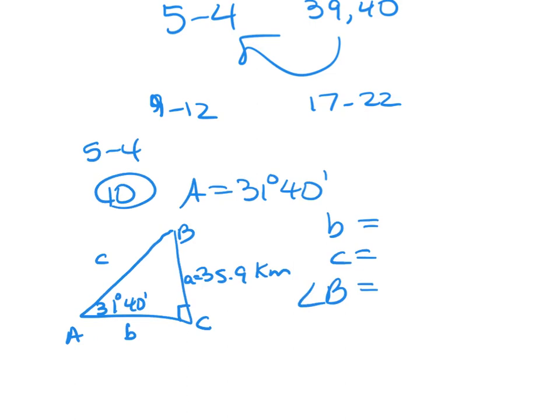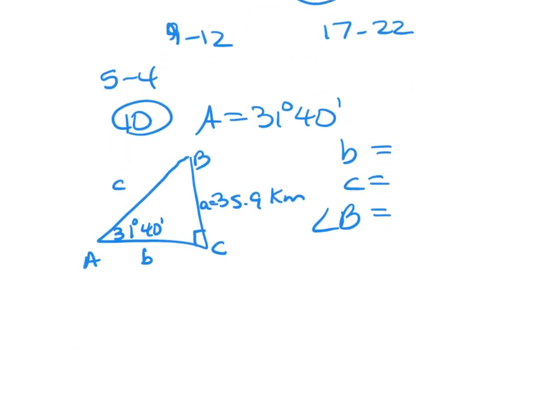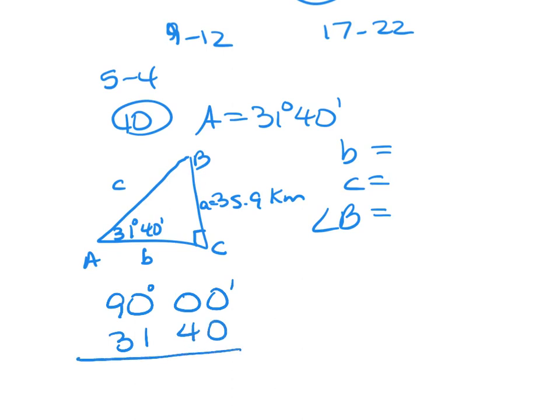So I'm going to find the measure of angle B. I know that angles A and B together are complements. So I'm going to make it 90 degrees and 0 minutes, and then 31 and 40. Remember, when we borrow 1 degree, it's 60 minutes. So now I can subtract, and I get 58 degrees and 20 minutes.